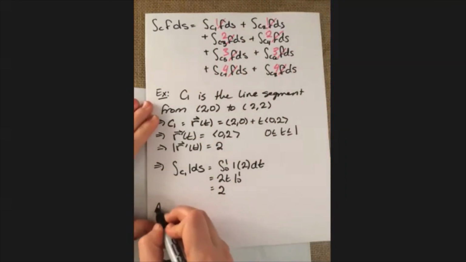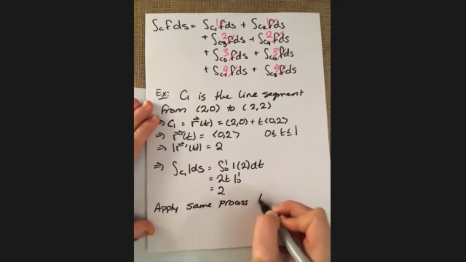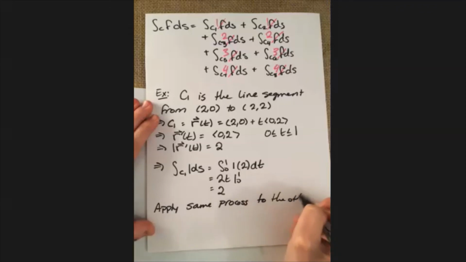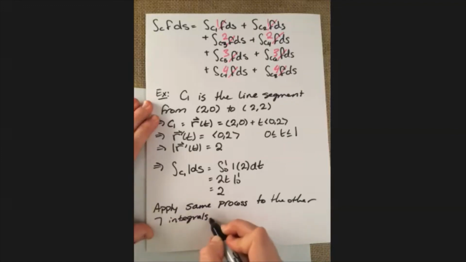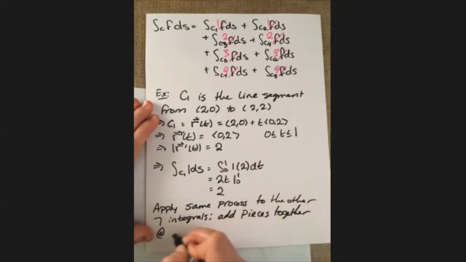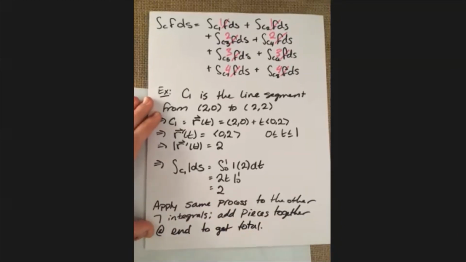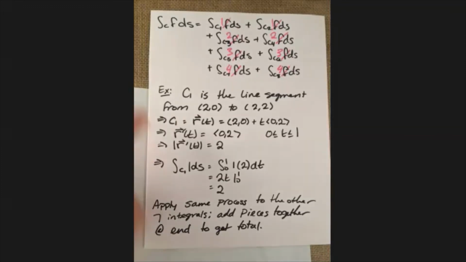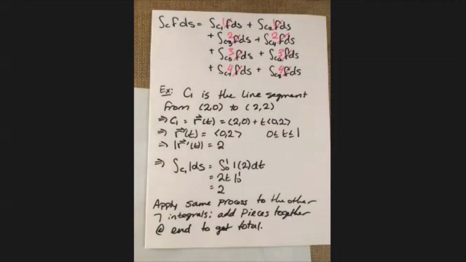So apply the same process to the other 7 integrals, and then you add all the pieces together at the end to get the total. Once again, I will leave all of that to you to work out. But again, it's not terribly hard as long as you follow this setup right here. For each one of these, none of the integrals are tricky. They work out quite nicely. So you should get really nice numbers at the end.